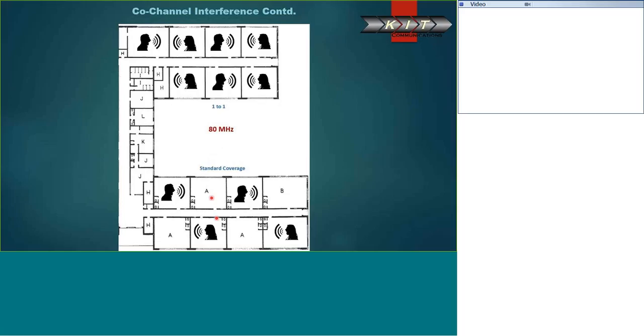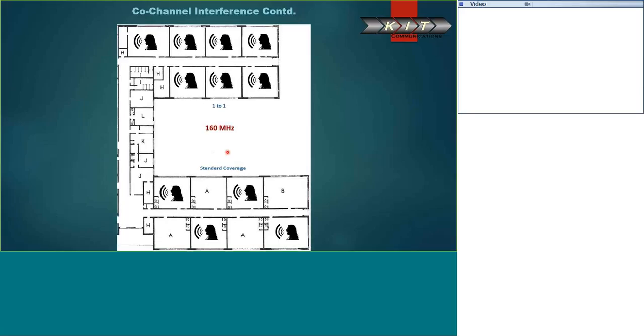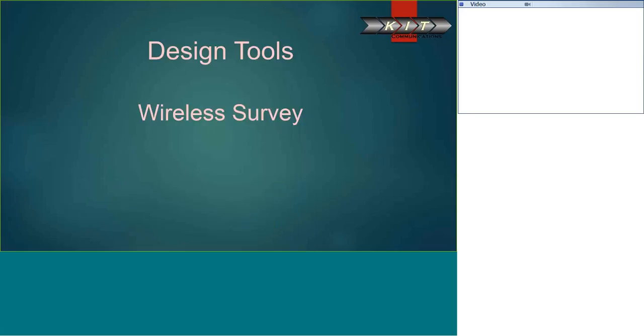Down here, still bad, but because we don't have nearly as many APs, not quite as bad as up here. But then we eventually move to the 160, and that's when things get really bad. Everybody's yelling and everybody sounds exactly the same. So how is your client going to know what to listen for? The way we solve all this is with design tools such as wireless surveys.